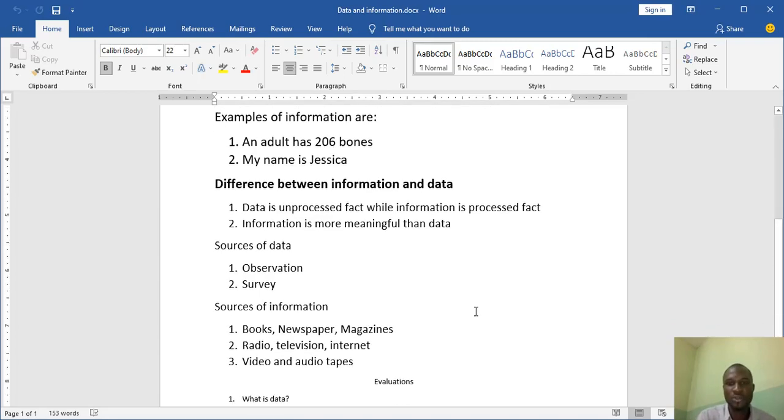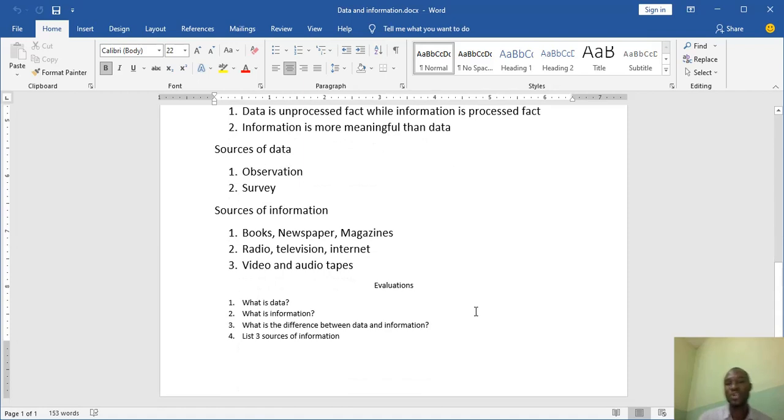Now, I'm going to look at this evaluation with us so that we'll do it together. What is data? Remember, let's say together, data is unprocessed fact. Don't forget that. Then it says, what is information? Information is processed fact. Information is processed, data is unprocessed. We get information from data. The third one says, what is the difference between data and information? I told you that the difference is that information makes more meaning. And also, information is processed while data is unprocessed.